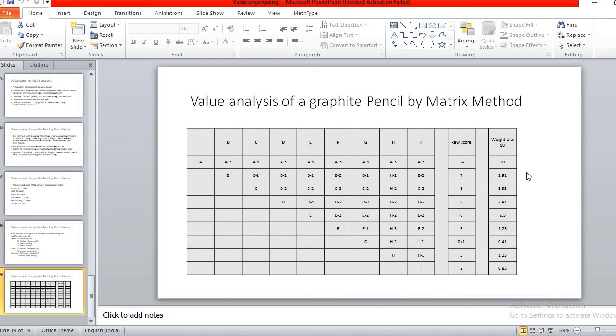So this is one example of value analysis by matrix method. In the next topic we will go through another element of value analysis.